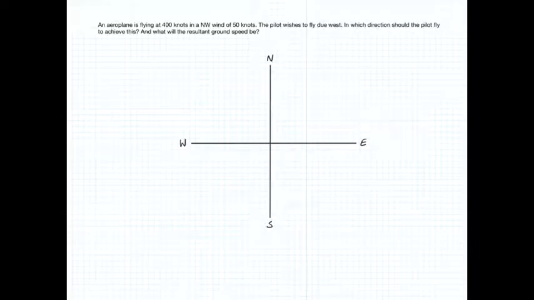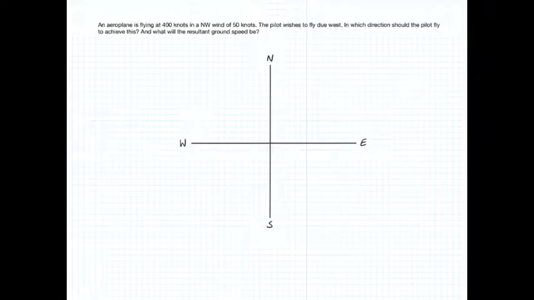In this video, we're going to have a look at solving a vector-related question in which we've got an aeroplane flying at 400 knots and there is a northwesterly wind of 50 knots acting on the plane. The pilot wishes to fly in a due west direction, and what we need to obtain is which direction should the pilot fly at the 400 knots in order to achieve that direction, and with the effect of the wind, what's the resultant ground speed going to be?